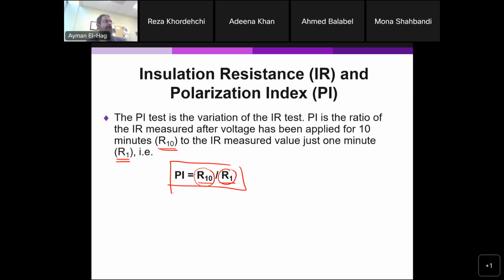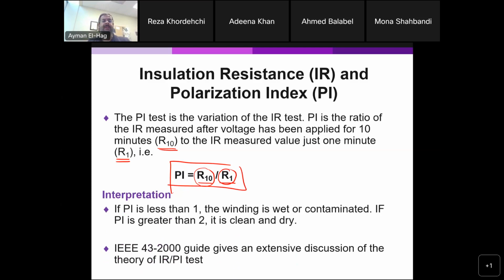Now, if this is lower than 1, it means that as you apply the voltage, your resistance is decreasing. This happens only when you have bad insulation systems. That is how we can interpret the results. A PI less than 1 means that the windings are wet, contaminated, or bad. If the PI is greater than 2, then it's clean and dry, a good insulation system.